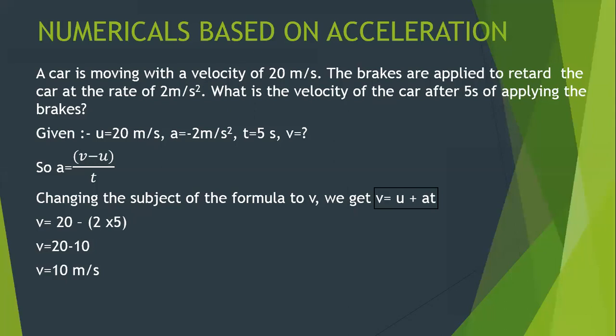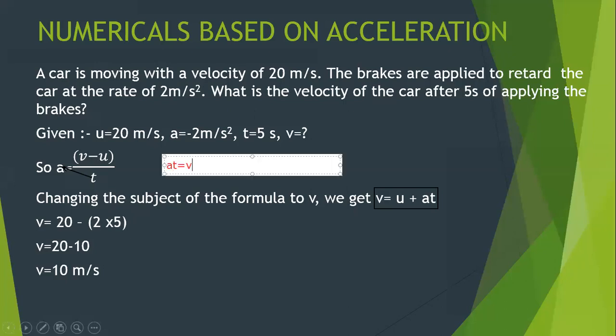Changing the subject of the formula. Pay attention. A is equal to V minus U by T. Now we know very well, beta, that this T is in division, so it will go in multiplication here. So what I will get? I will get AT is equal to V minus U. Yes or no? Because this T is in division, it will go in multiplication. So it becomes AT is equal to V minus U.